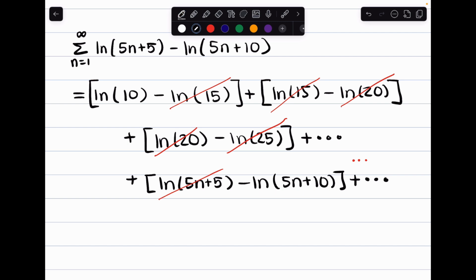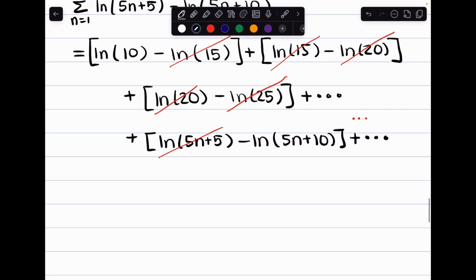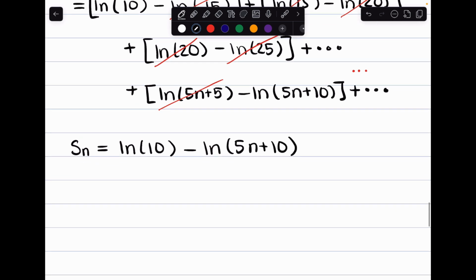And so we might not be able to right here say what our series is equal to, but we can surely write out what our nth partial sum is going to be. It would end up being natural log of 10 minus natural log of 5n plus 10. That's our nth partial sum.